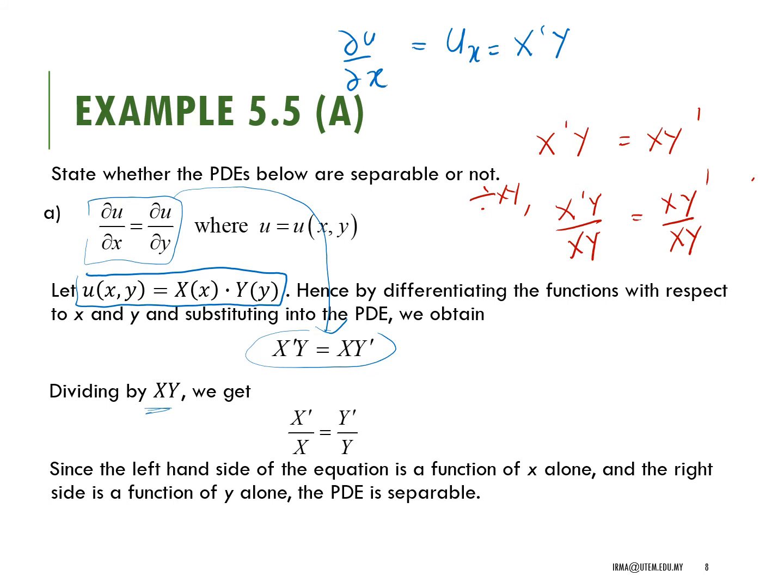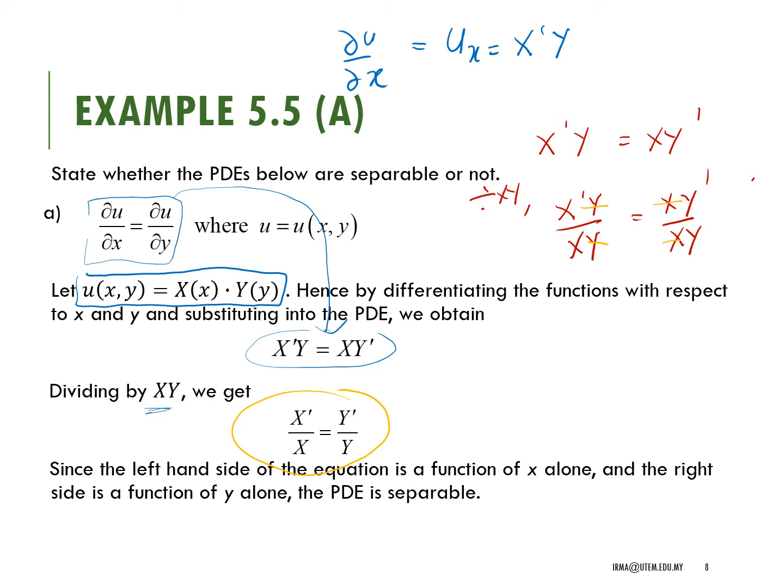Okay, but you can cancel out y and y on the left hand side, and on the right hand side you can cancel out the x. So that is why you get this kind of equation. So it will become x prime over x equal to y prime over y.